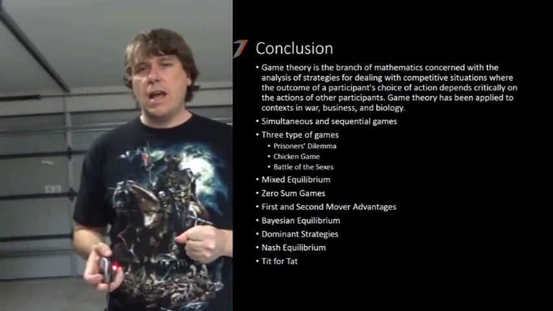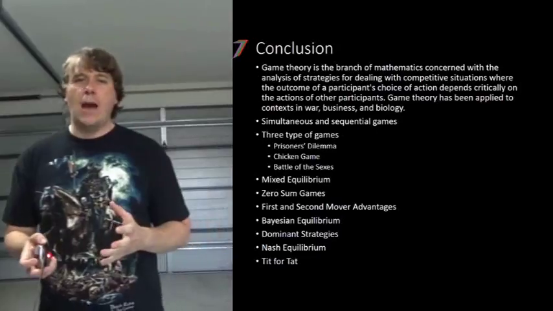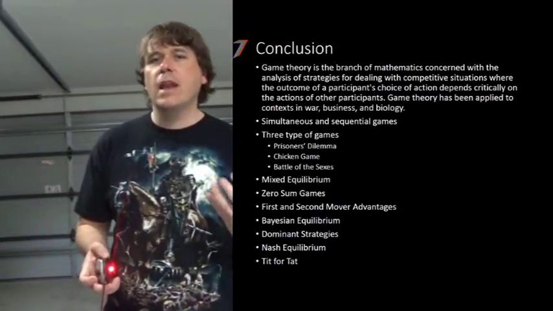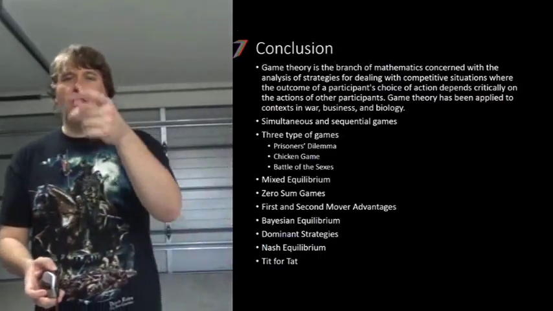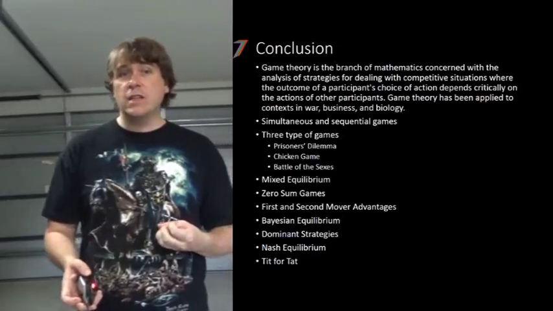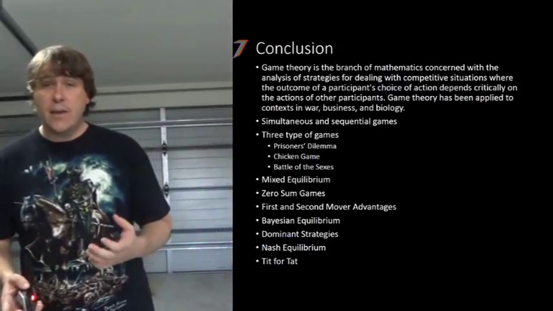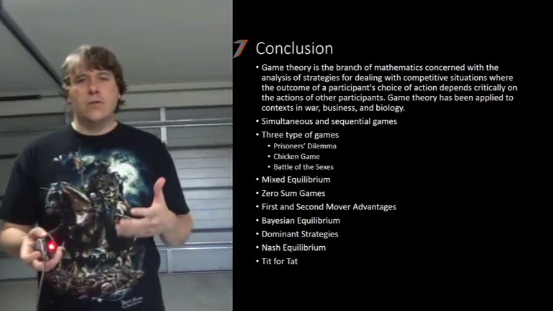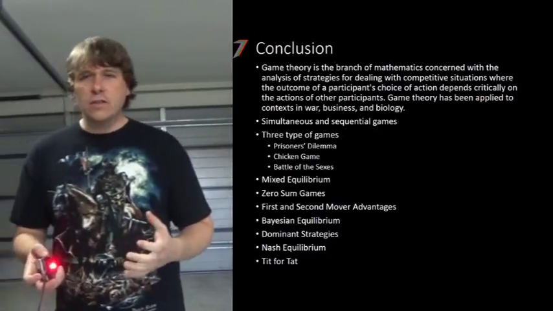So what have we looked at so far here anyway? Just a quick recap. We looked at simultaneous and sequential games. Simultaneous games being played out at one time, sequential following a sequence. We looked at the three famous types of games: Prisoner's Dilemma, Chicken Game, and Battle of the Sexes. We've looked at mixed equilibrium and also Nash equilibrium. We've taken a look at zero-sum games.